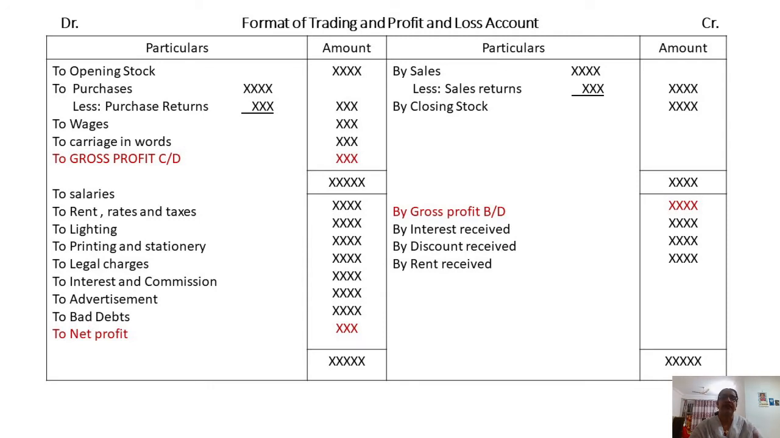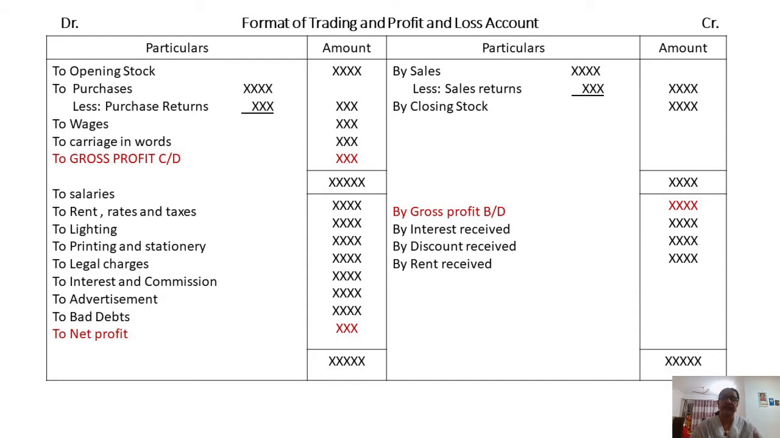Then coming to the credit side, first we'll take sales. Sales is an income, which is why it is taken to the credit side. While selling the goods, you will earn income. Then if there are any sales returns, say you have sold goods and your customers return goods to you, that will be deducted, and the net sales is taken to the amount column. This is your actual net sales. Then by closing stock. Closing stock is considered an income. Opening stock is an expenditure, and closing stock is considered an income.